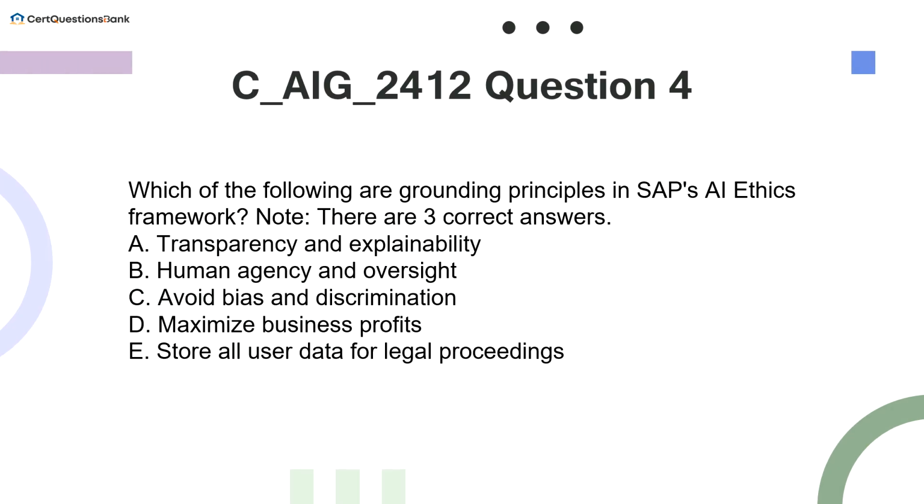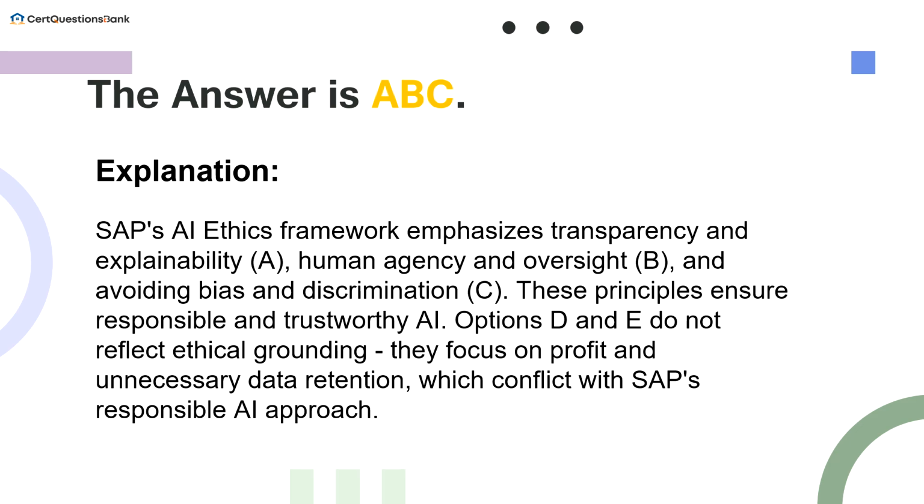Which of the following are grounding principles in SAP's AI ethics framework? Note: there are 3 correct answers. A. Transparency and explainability. B. Human agency and oversight. C. Avoid bias and discrimination. D. Maximize business profits. E. Store all user data for legal proceedings. The answer is A, B, C.